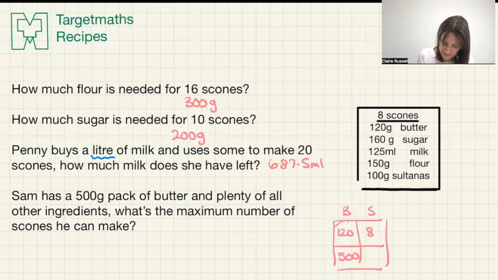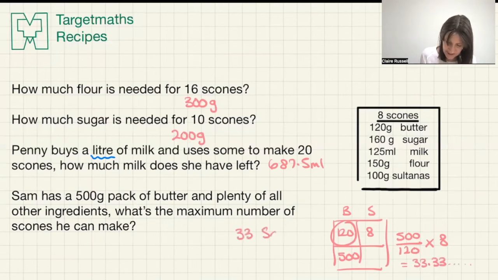So we can just set this up, just rereading it, making sure I was doing it right. 120, 500, and then we're going to times through by the 8. All right, that is going to give me 33.33, and on it goes. So the maximum number is 33 scones. Okay, a little bit easier, that one.